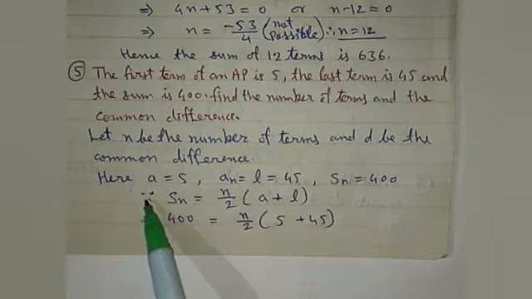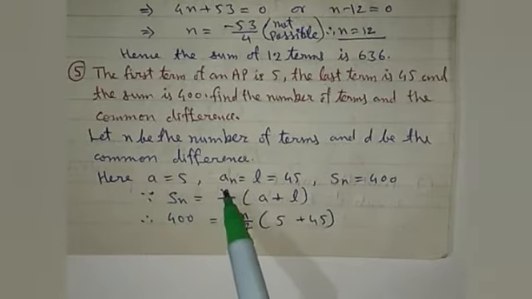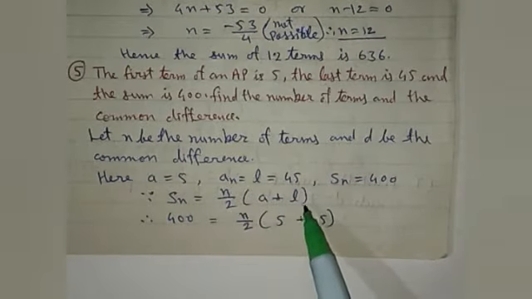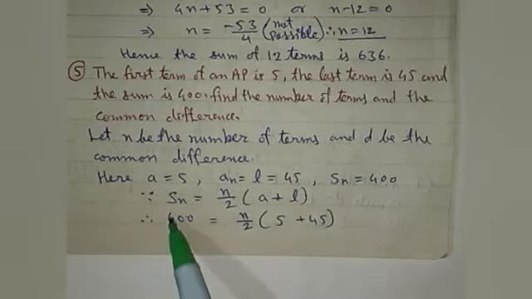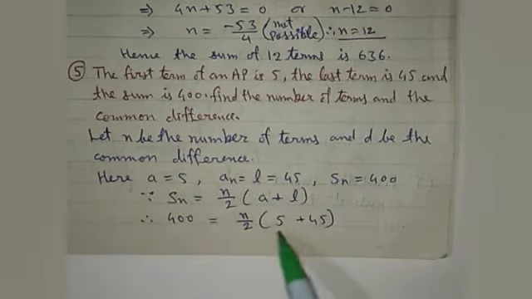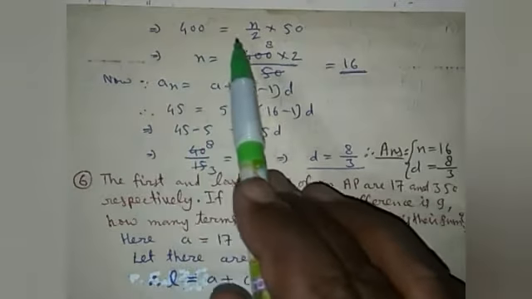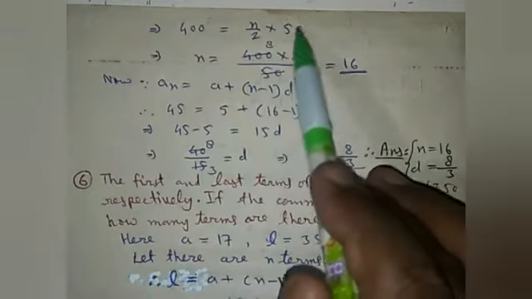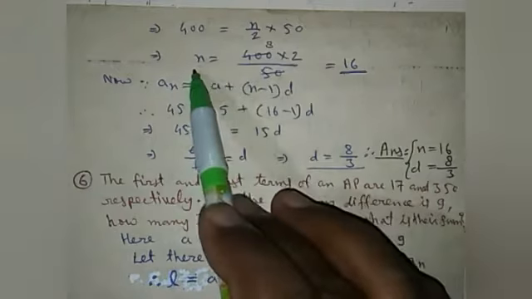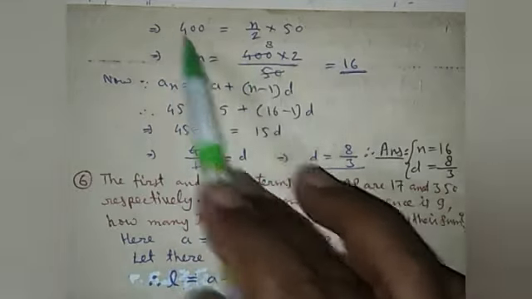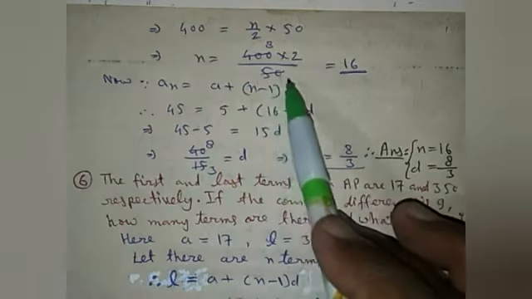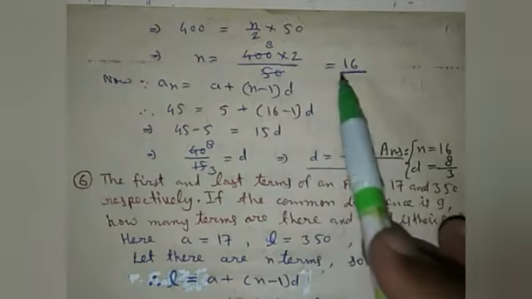So using the formula Sn equal to n by 2 into a plus l. So here Sn is 400 is equal to n by 2 into 5 plus 45. Now 400 is equal to n by 2 into 50. So n is equal to 400 into 2 divided by 50. So it will give 16.